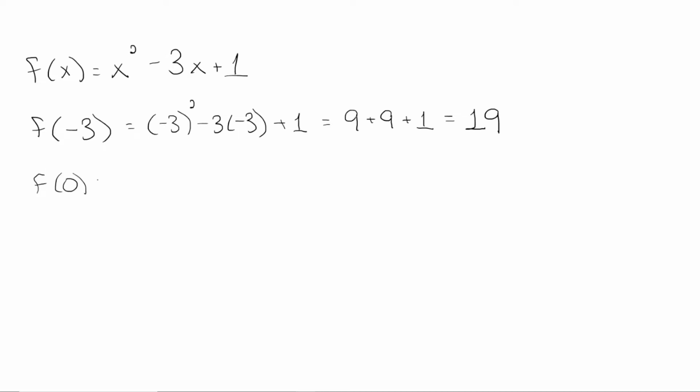We could look at f of 0. This would be 0 squared minus 3 times 0 plus 1. 0 squared is 0. Negative 3 times 0 is 0. Plus 1 gives me 1. In this case, when we input 0, we output 1.